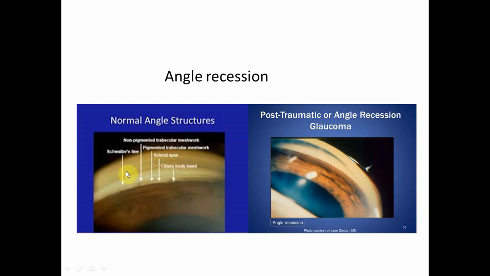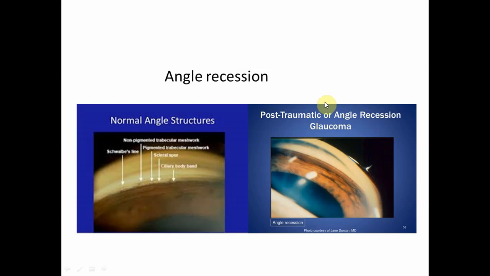Now normally when we do a gonioscopy, these are the structures that you see. The Schwalbe's line, the trabecular meshwork, again of two types, the non-pigmented and pigmented, the scleral spur and the ciliary body band. But whenever there is an angle recession, you will see that this is pretty narrow, whereas the ciliary body here is pretty wide. So that is something that you see on a gonioscopy.